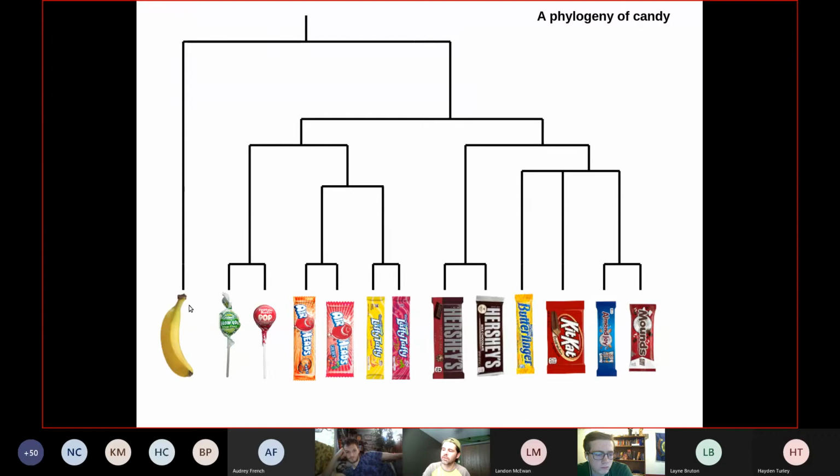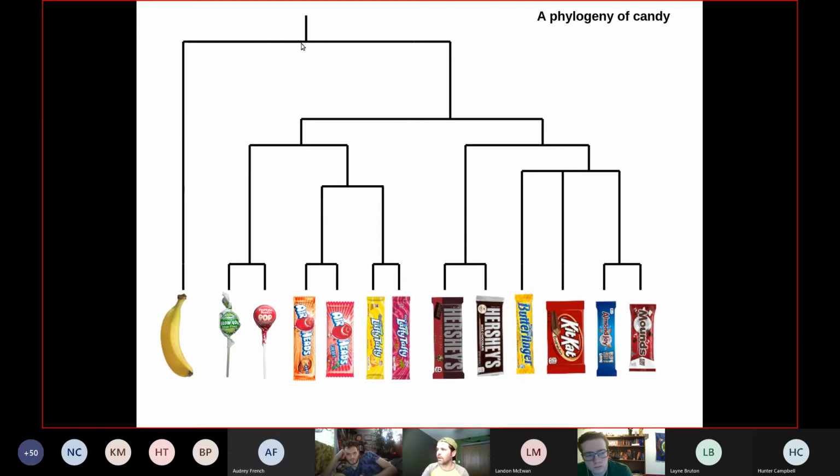What does outgroup mean? What's the point of it? It means that it doesn't quite fit in with the rest. It's there to show you that the rest of your stuff is monophyletic. So in a phylogeny of candy, a banana is not a candy, arguably, I guess. But all of these are. And so the banana is kind of the weird one out, and it's closely related to the stuff you're actually interested in, but it's not part of that group. And so we call that an outgroup.